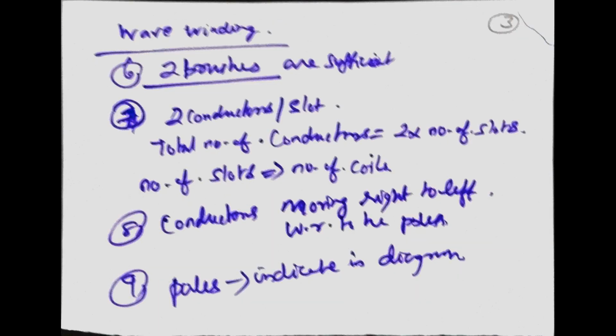2 conductors per slot. Total number of conductors is equal to 2 into the number of slots. Number of slots is equal to the number of coils. Conductors moving right to left with respect to the poles. Poles are indicated in the diagram. N, S, N, S, that is how poles are indicated in the winding diagram.